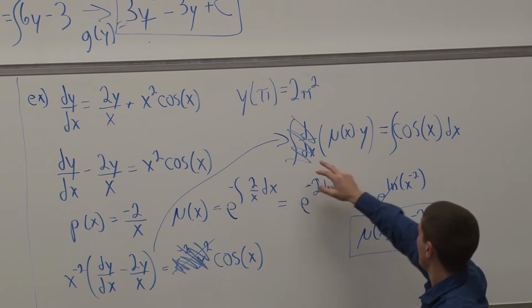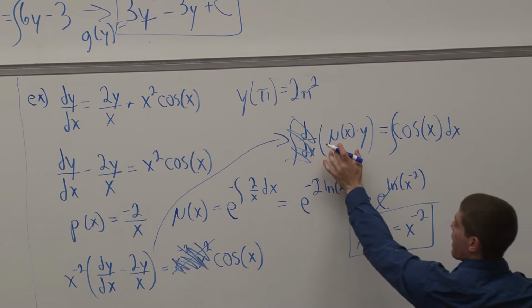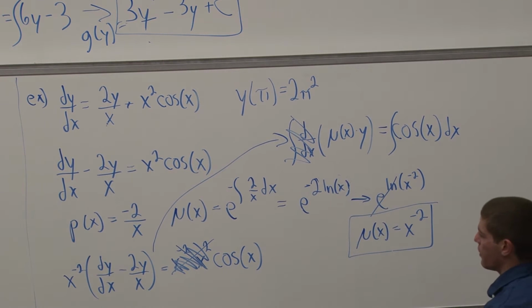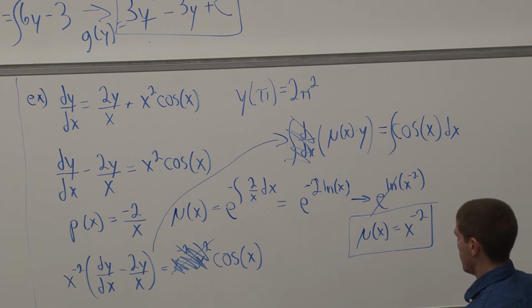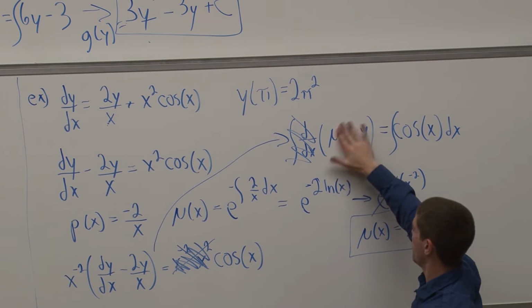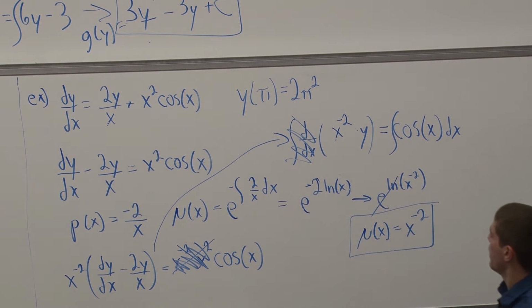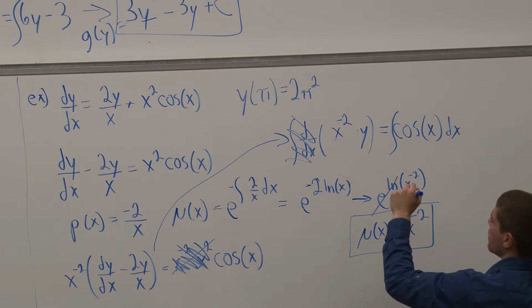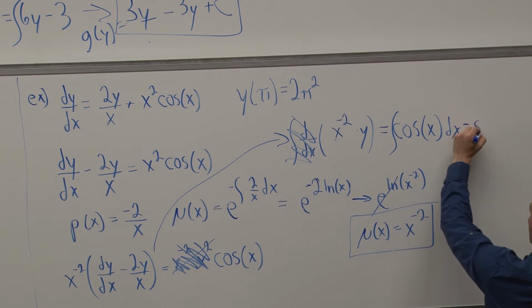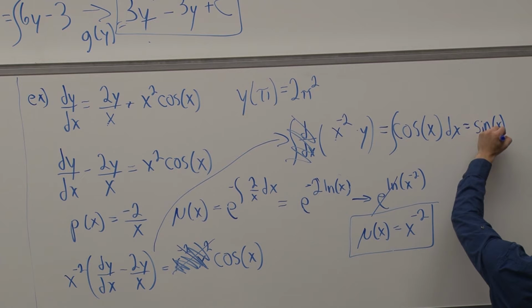OK. So take the integral of each side, so you end up with mu of x. I don't know why I just wrote mu of x. I'll just write x to the negative 2. So x to the negative 2, just like that, equals the integral of cosine. Integral of cosine is going to be sine. So this equals sine of x plus c.